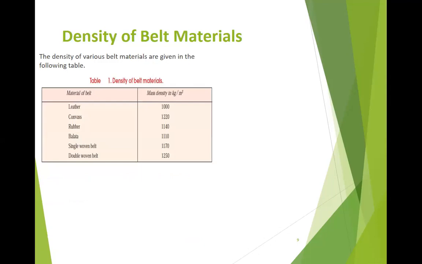These are the densities of belt material. For leather, the mass density is 1,000. Canvas, 1,220. Rubber, 1,140. Balata, 1,110. Single woven belt, 1,170. Double woven belt, 1,250 kilogram per cubic meter.